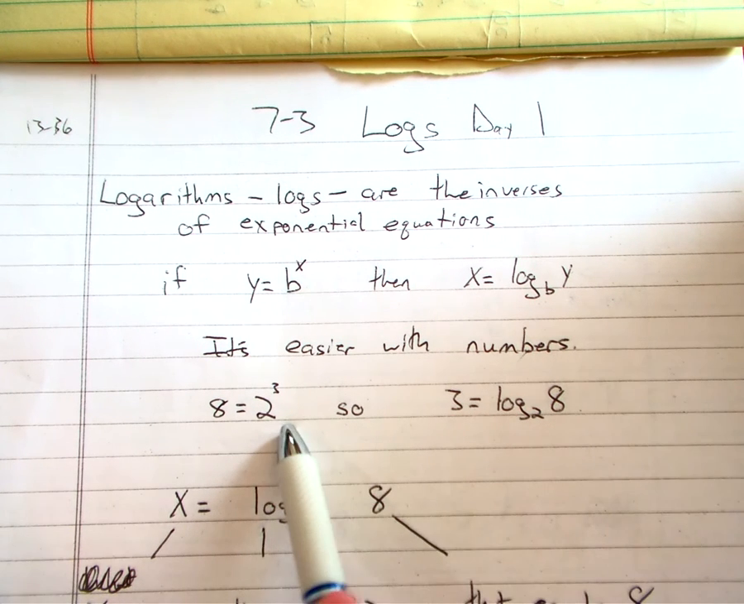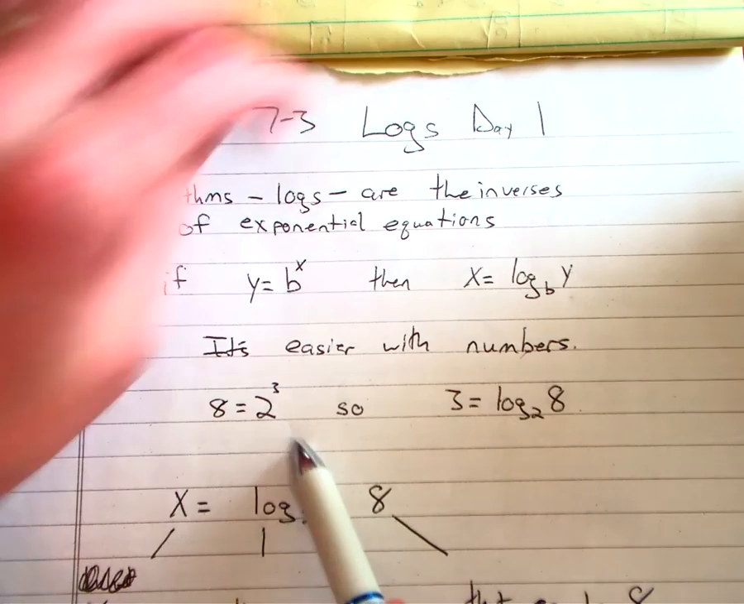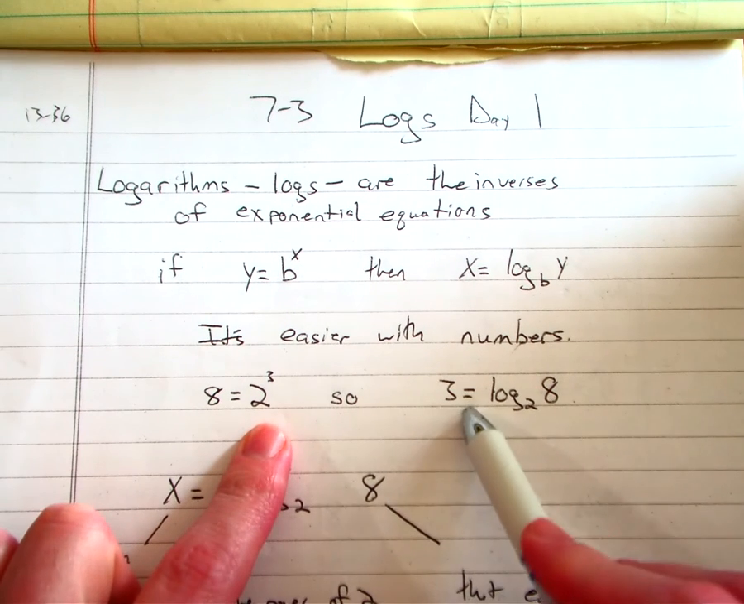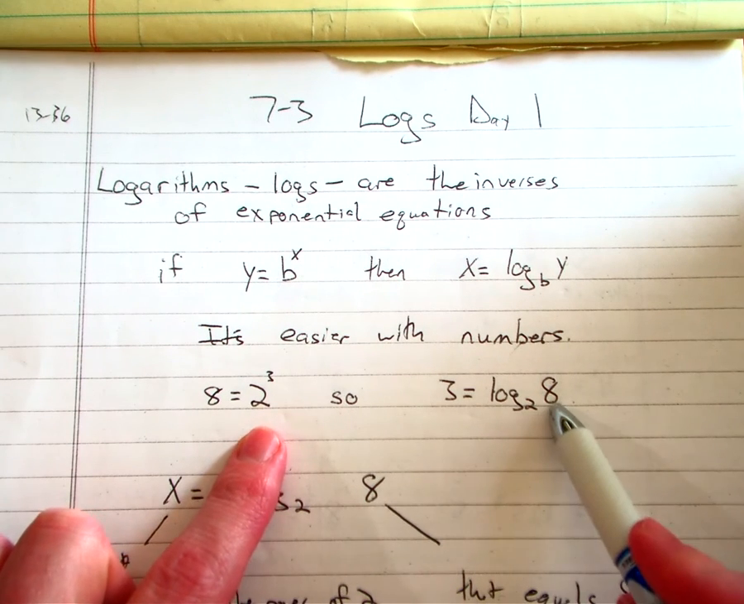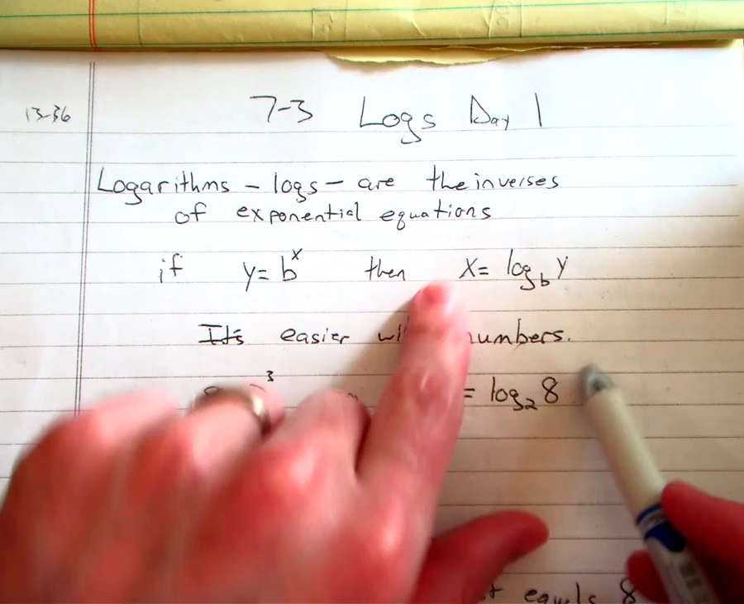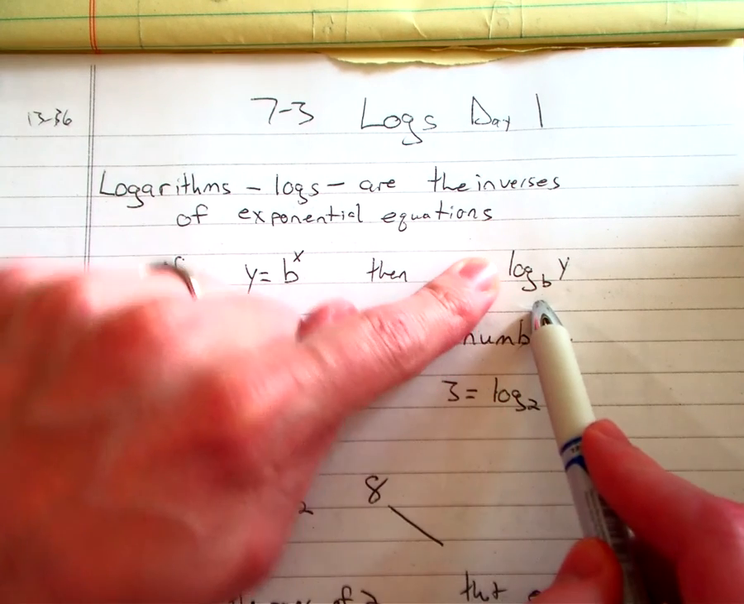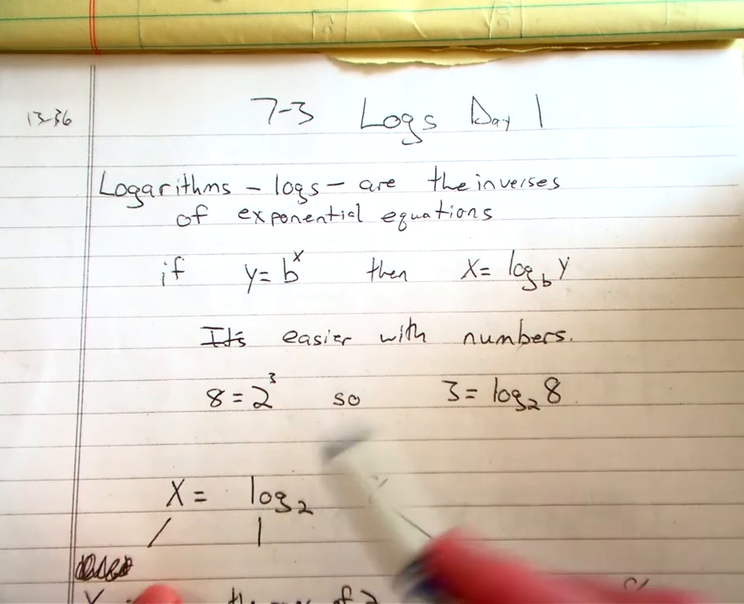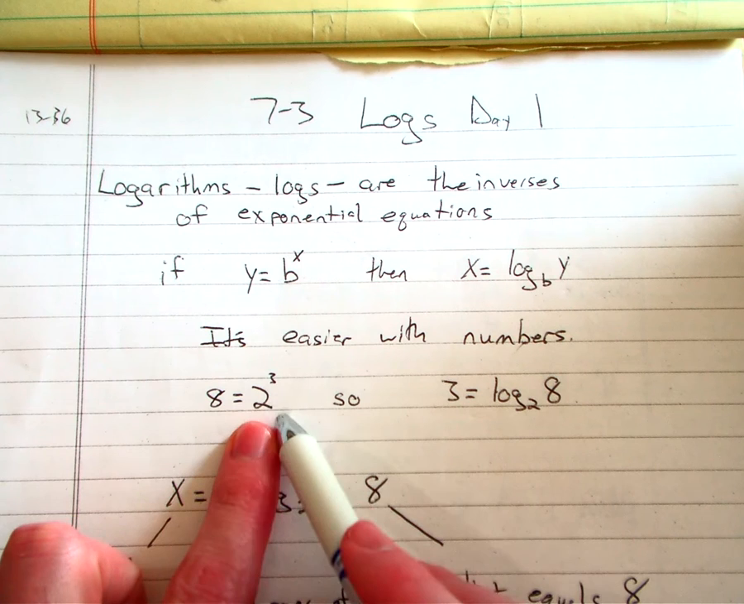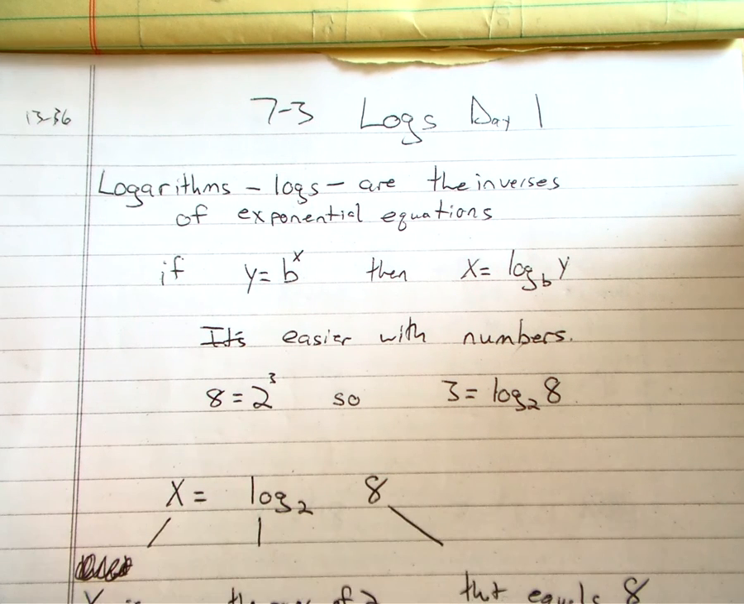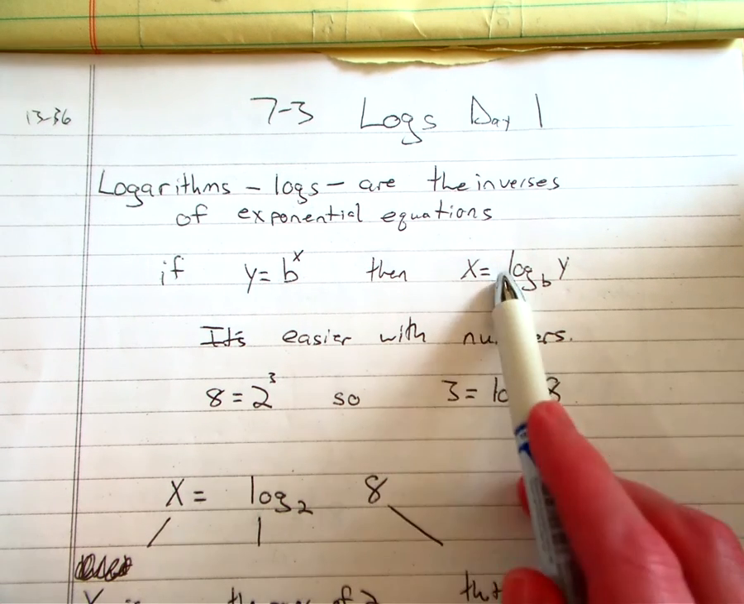Piece of cake. So, in reverse, 3 equals log base 2 of 8. So what this is saying is what power of this base would get me to 8? What power of base 2 gets me to 8? 3. 3 is the power. So the answer to a log is the exponent.